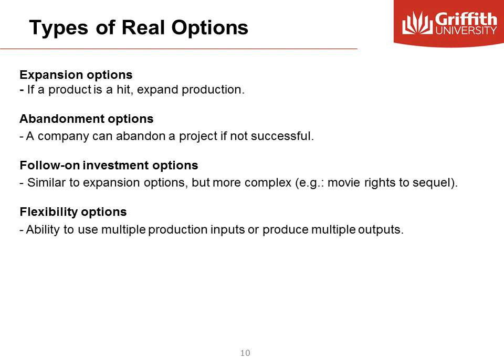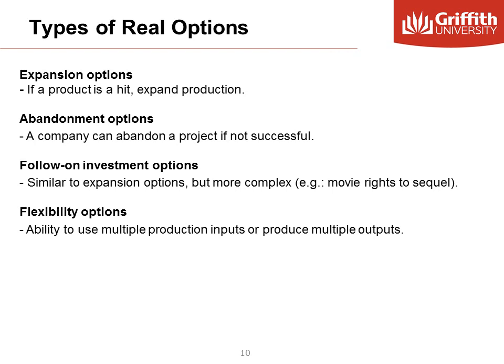Follow-on investment options are similar to expansion options, which entitle the company to make additional investments to enhance the original project if it was successful. For example, by purchasing the rights to make a sequel, the movie studio has the right to make additional investment if and only if the original movie turns out to be a success.